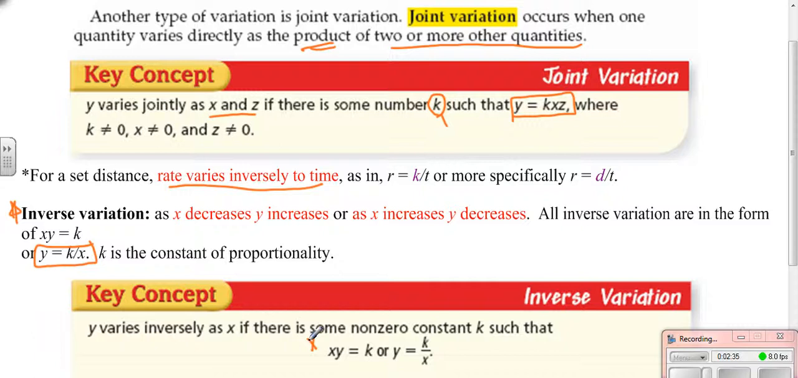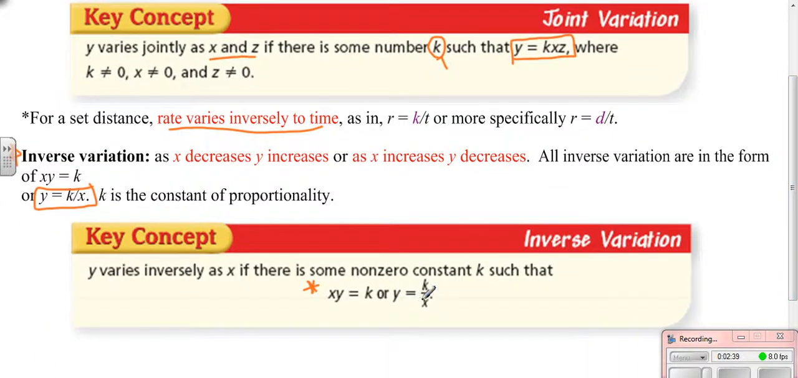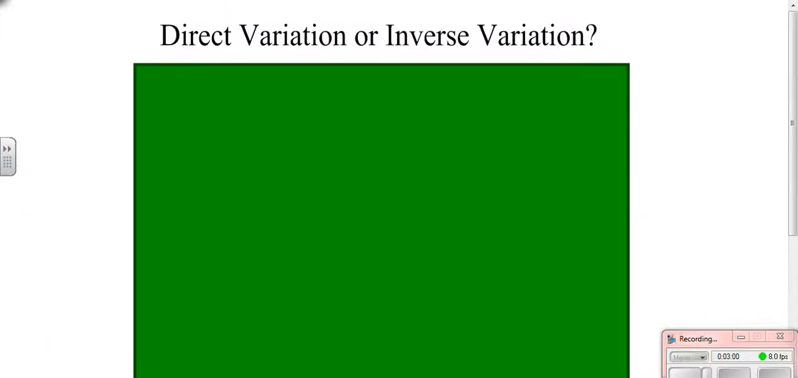So here is your formula before. Y varies inversely as x. So y equals this constant divided by x. So again, as y goes up, x is going to go down. Or as y goes down, x will increase. So kind of like a teeter-totter. As one goes up, the other goes down.